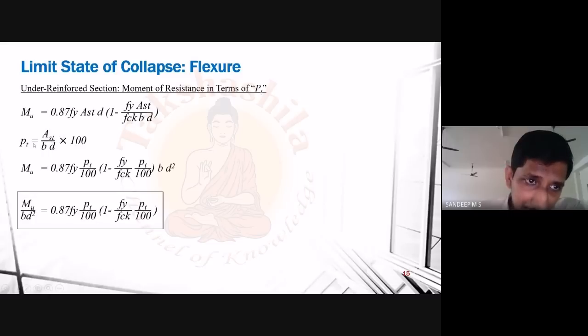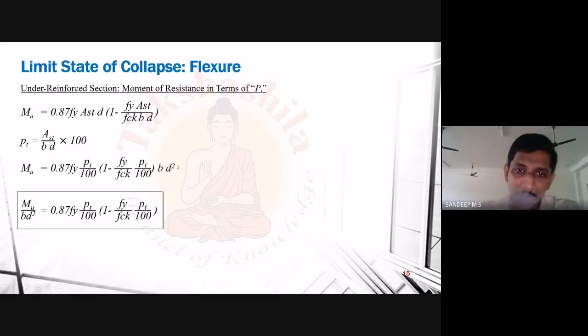So from the second relation, I can represent AST as PT into BD divided by 100, right? From this relation, AST will be equal to PT into BD divided by 100. So this will be substituted here, instead of this AST. So it will be 0.87 Fi. Instead of AST, I will be substituting PT into BD by 100. So PT by 100 into BD.